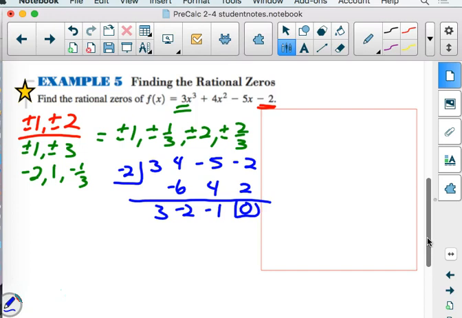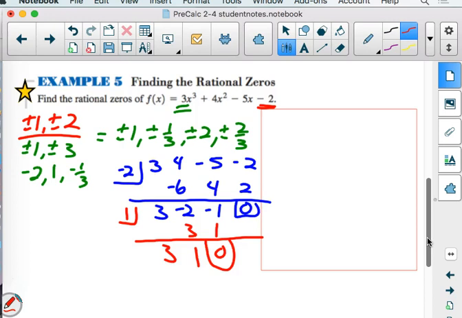Now, because that worked, I'm just going to continue. So I'm going to use my 1 in this result. Let's see what happens. Now I'll bring down the 3. I will multiply, add, multiply, add. Get that? Verified, negative 2 and 1.